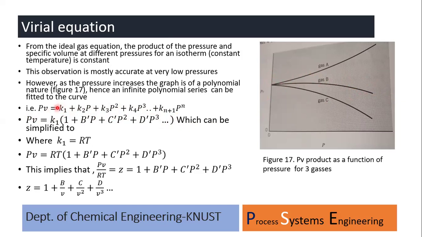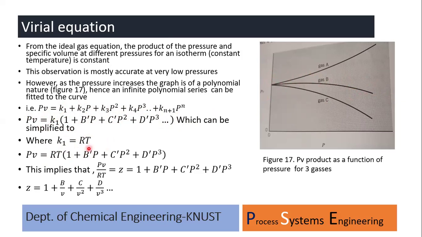And all that they are doing is just factorizing K1 out. So we are going to divide everything by K1. So K2 over K1 is what gives the B prime. K3 over K1 is what gives the C prime, right? We'll write it out and then we'll send it to you. But that's what's happening here.